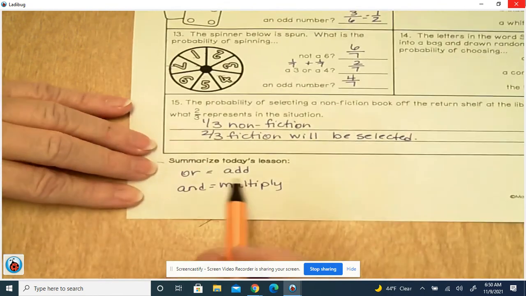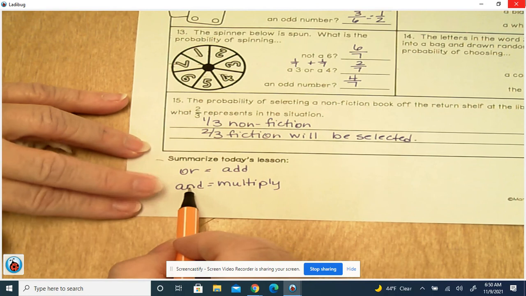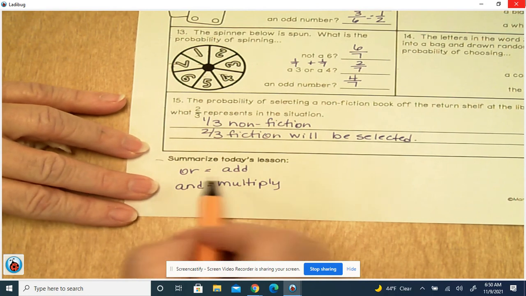And I want you to put this at the bottom of your paper. If we do or, it means we add, and if it's and, it means we multiply. And we'll get to these later.